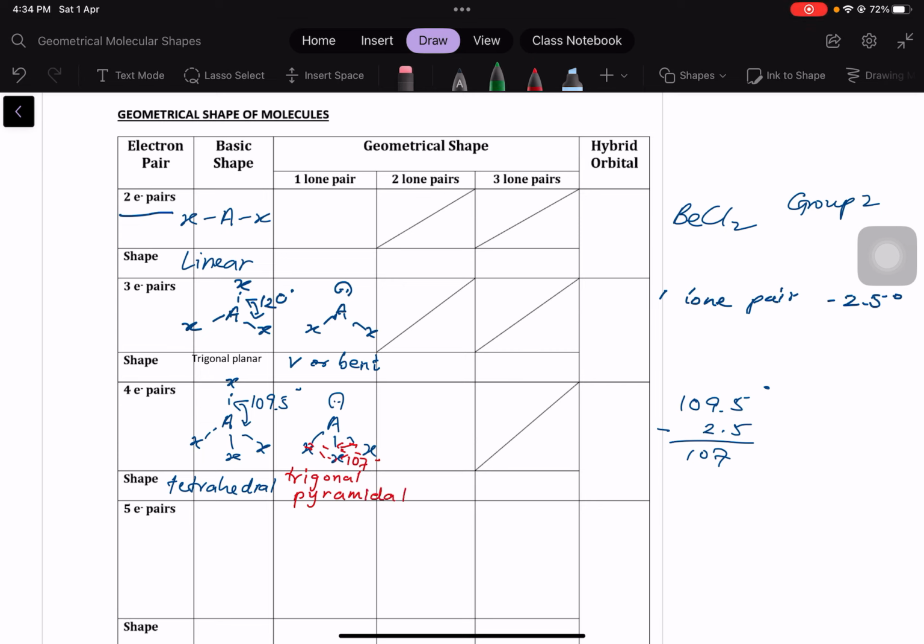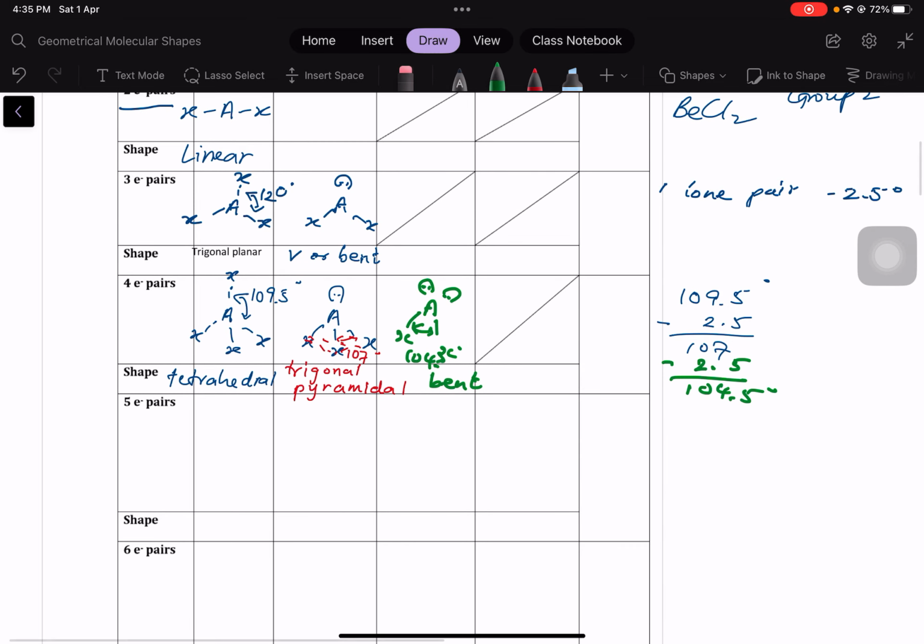Okay, then followed by 2 bond and 2 lone. So you can see this is 2 lone, emphasized by the semicircle. So again minus 2.5, we now get 104.5. So the bond angle between the bond pairs is 104.5. And you can see the shape again is bent. Example for tetrahedral would be methane. Trigonal pyramidal would be ammonia, and the bent shape would be like the water molecule that we drink.